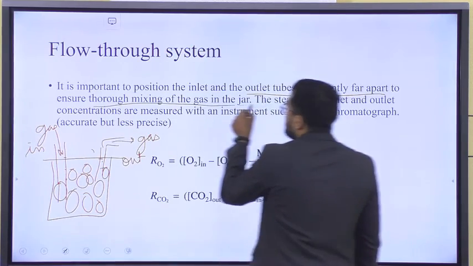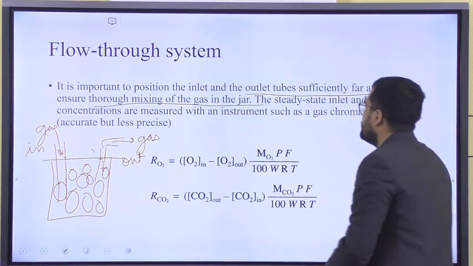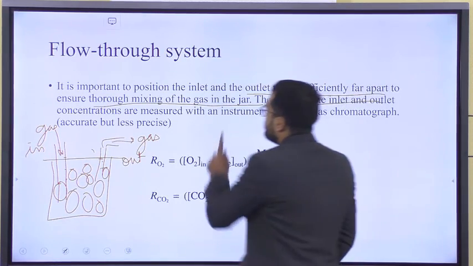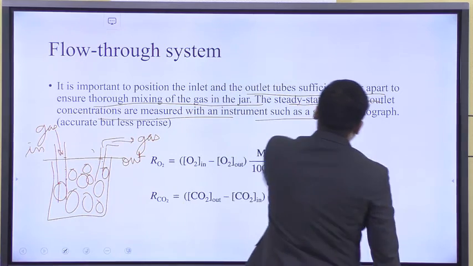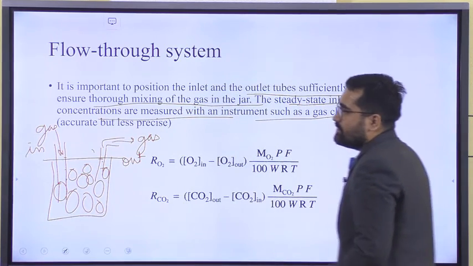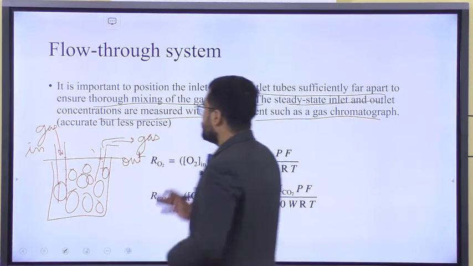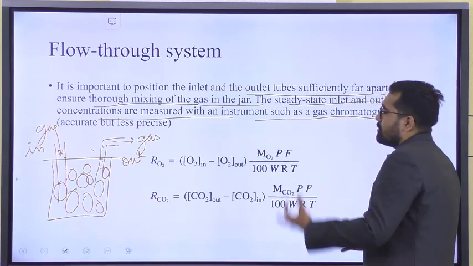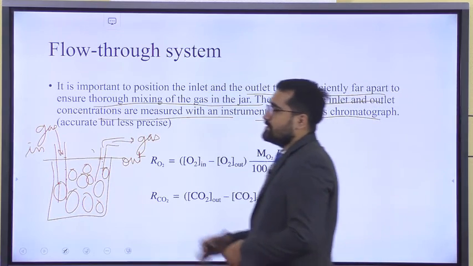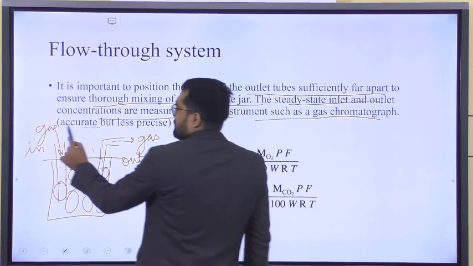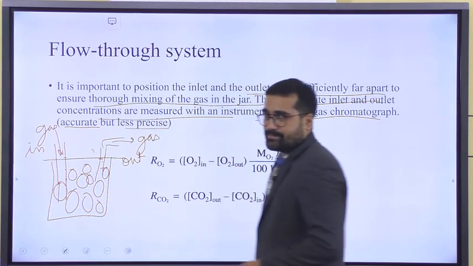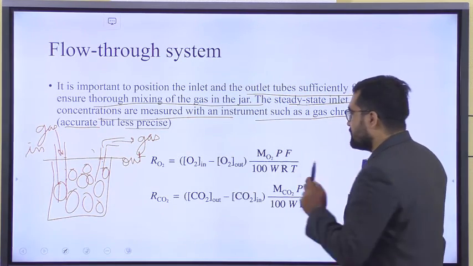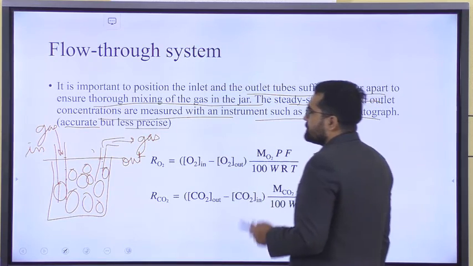So the position of inlet and outlet tubes should be sufficiently far to ensure thorough mixing of the gases inside the jar or inside the container, and the steady state inlet and outlet concentrations are measured with instruments such as a gas chromatograph. So with the help of gas chromatography we will find out the oxygen respiration rate and all. This method is accurate but less precise. This will give you an accurate reading but not a precise reading.